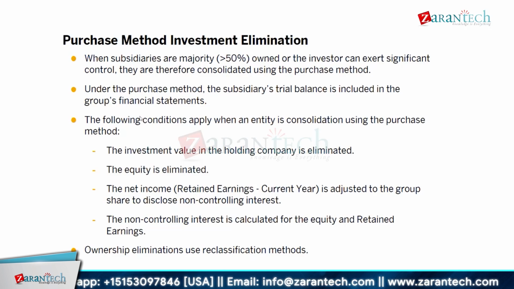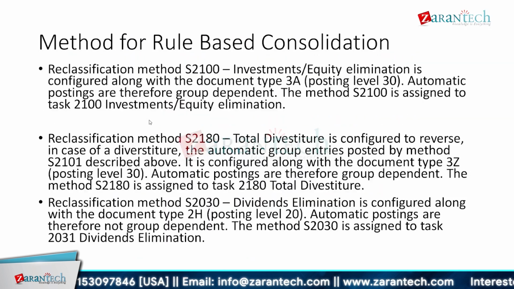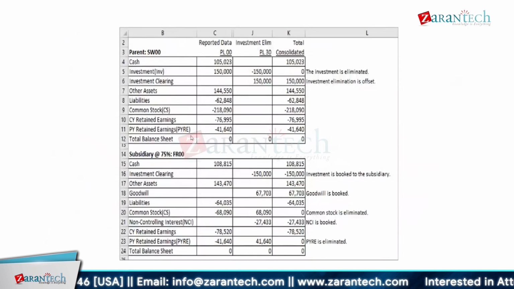So we'll understand this step by step. I have a slide where we'll explain the scenario. Here, the parent entity is SW00 and the subsidiary is FR00, as I take an example, and there's a 75% investment. This is how the entries will start. If the investment is 1,50,000, this is getting eliminated. The first step is eliminating the investment in the main entity, and we are putting that to the investment clearing account.